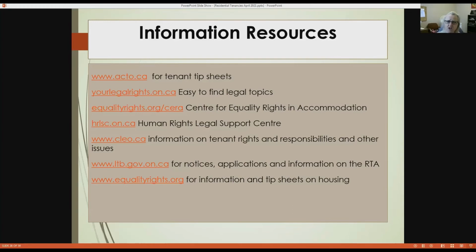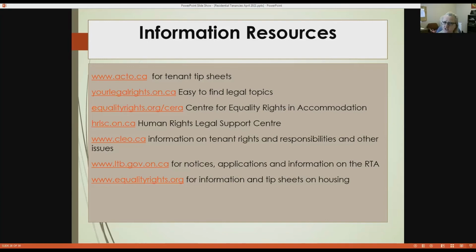Your Legal Rights Ontario, it's just some easy to find legal topics. Same with the Centre for Equality Rights in Accommodation. Got some good information on there. As I mentioned, the Human Rights Legal Support Centre, we've got their website information up there. We also have CLEO, which is Community Legal Education Ontario. You may be familiar with them, but they produce a lot of our materials in terms of pamphlets and informational resources. They have some really good question and answer sections on their website that are not written in legalese, so anybody can read them. I find them quite helpful, and it's a really quick overview if you want some information on the fly.